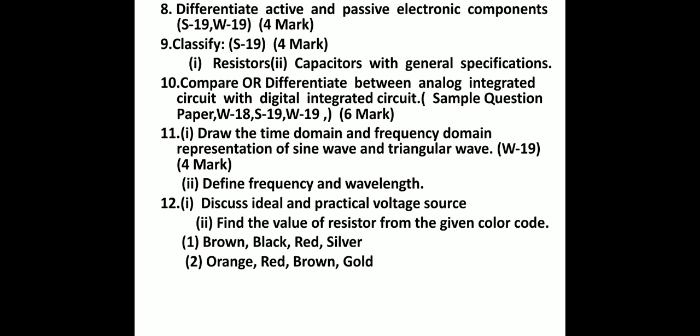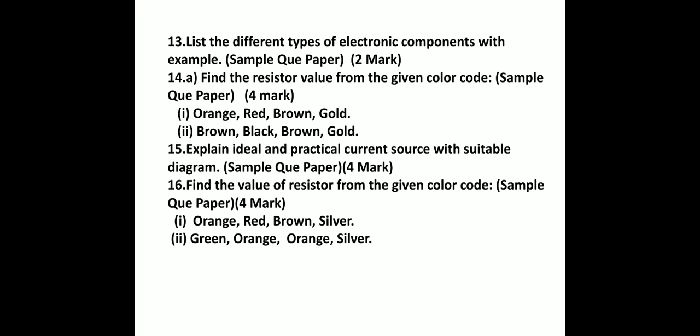Question number 12, discuss the ideal and practical voltage source. Find the value of the resistor from the given color code. Question number 13, list the different types of electronic components with examples. Which are the electronic component types? Active components and passive components. Examples of active components are transistor, diode, integrated circuit, and examples of passive components are the resistor, capacitor and inductor.